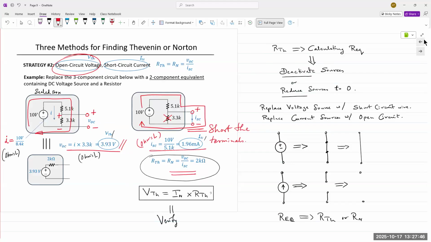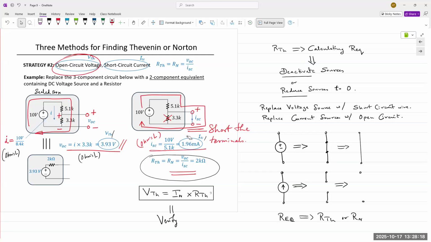Okay, so we apply Ohm's law. The only resistor in the pathway is 5.1, and all of that current is going to go through that short circuit wire. That means our ISC can be obtained by direct application of Ohm's law. So 1.96 milliamps. And that means our Norton current is 1.96. Okay, it's 1.96. Does that make sense? Okay.